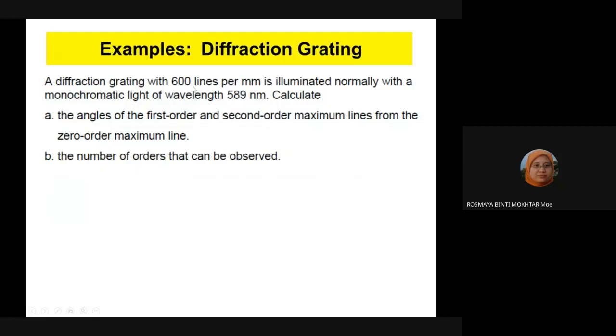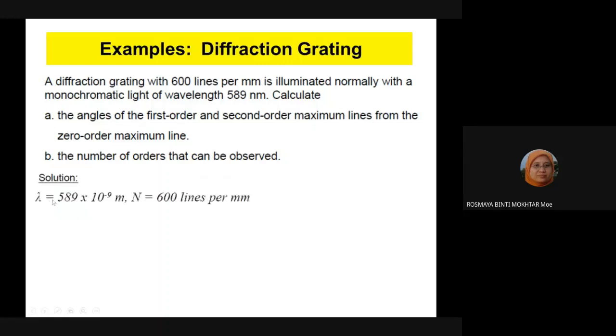Okay, next example is a diffraction grating with 600 lines per millimeter, illuminated normally with a monochromatic light of wavelength 589 nanometer. So we are going to calculate the angles of the first order and second order maximum lines from the zero order maximum line. This example was given already in the previous slide. But the second one is to determine the number of orders that can be observed. Number of orders, this means to determine m. So we do A first, even though we've discussed it in the previous slide.